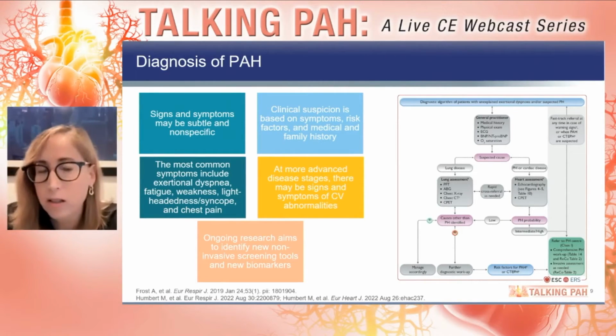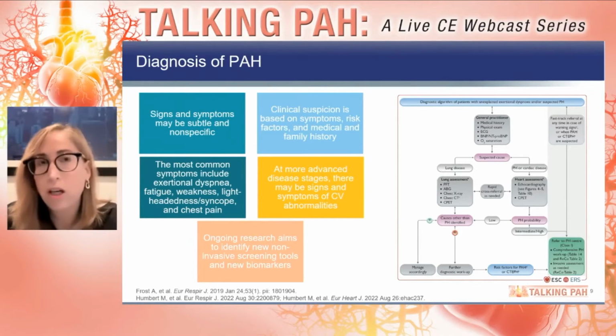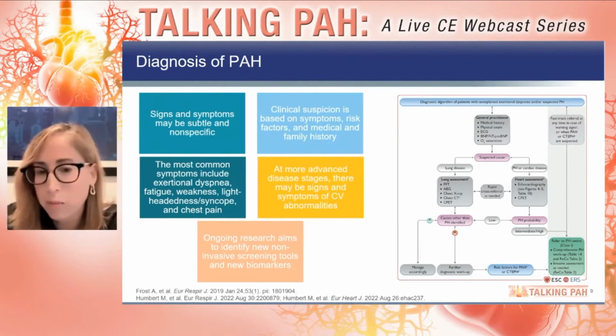The diagnosis, no matter how well we've been out there teaching for years now, we still see patients late in the disease. And that's because the signs and symptoms are often nonspecific of just shortness of breath, exertional shortness of breath. Sometimes people think they're just getting older.